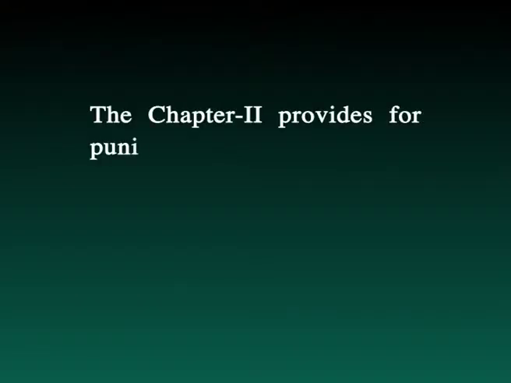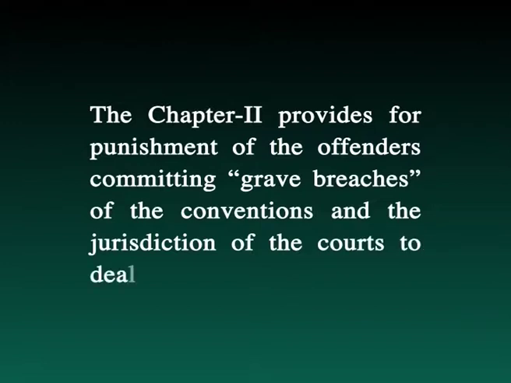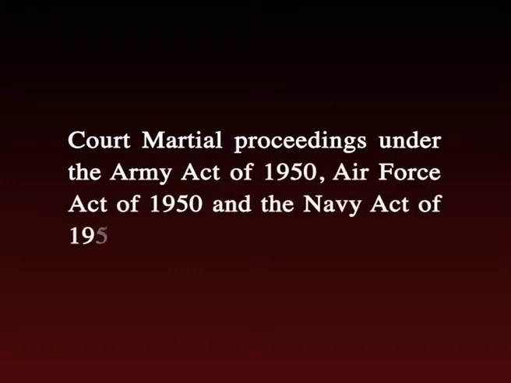Chapter 2 provides for punishment of the offenders committing grave breaches of the conventions and the jurisdiction of the courts to deal with the breaches. The punishment prescribed under the Act ranges in descending order from death or life imprisonment for willful killing of a person protected by the conventions to imprisonment for 14 years for other offenses. Under the Act, the jurisdiction to try the offenses, including the offenses relating to the abuse of emblems, is vested with the Chief Presidency Magistrate, now Chief Metropolitan Magistrate, or a court of sessions. However, court-martial proceedings under the Army Act of 1950, Air Force Act of 1950, and the Navy Act of 1957 are explicit.